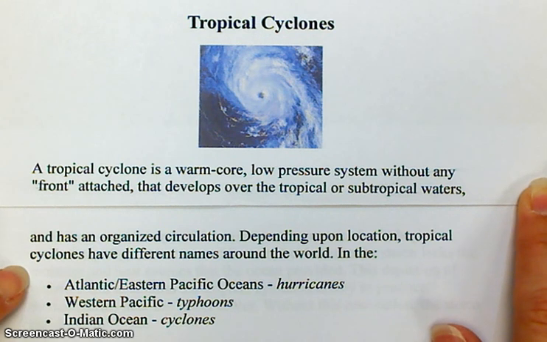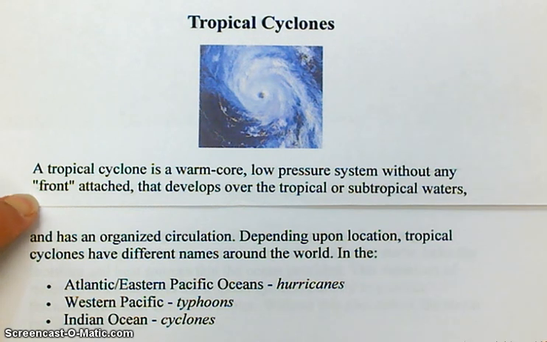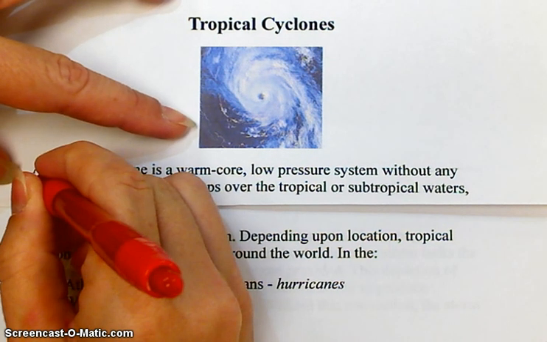Depending upon the location, tropical cyclones have different names around the world. In the Atlantic Ocean and in the Eastern Pacific Ocean, we call them hurricanes. In the Western Pacific Ocean, they're usually called typhoons, and in the Indian Ocean, they're simply called cyclones. But they're all tropical cyclones. What is a tropical cyclone? One more time. It's a warm core, low-pressure system without any front attached that develops over tropical or subtropical waters and has organized circulation. That is worth highlighting.